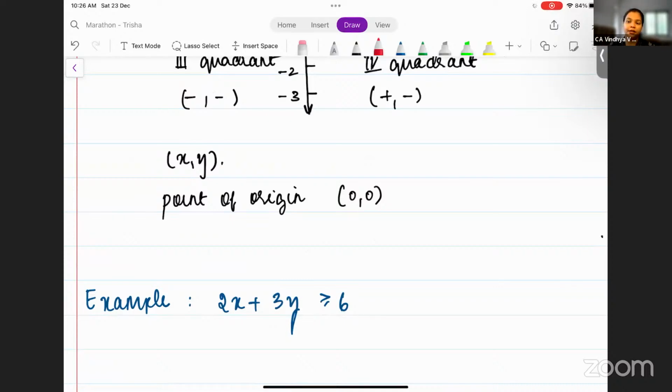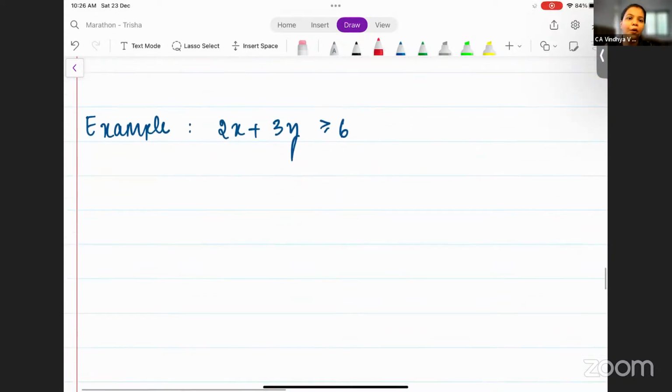Now to understand this, let's take an example. So we have an inequality, 2x plus 3y is greater than or equal to 6. Whenever you have to represent an inequality on the graph, our first step is to convert the inequality to equality. Why do we do that? Because only when you have an equation can you represent a line on the graph. And once you represent the line on the graph, we can represent the inequality.